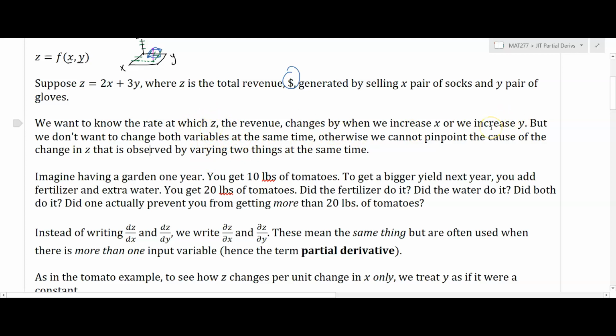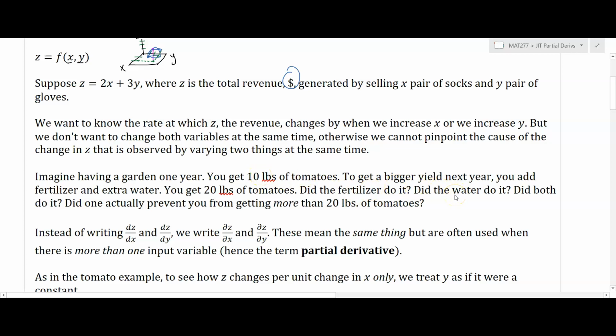How do we know whether x caused it to increase a lot, but the change in y caused z to decrease a little bit, and still in net it appeared that z increased? So here's an example. Imagine you have a garden one year, and in that year you get 10 pounds of tomatoes. So the next year, to get a bigger yield, you add fertilizer and extra water, and now you get 20 pounds of tomatoes. So the question is, did the fertilizer do it? Did the water do it?